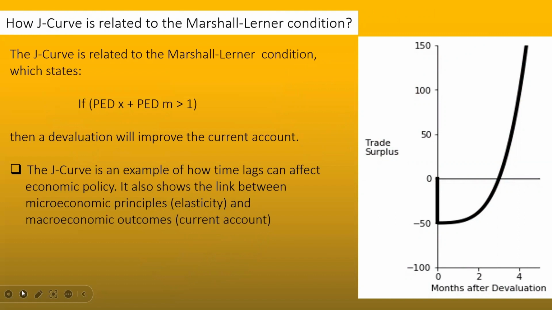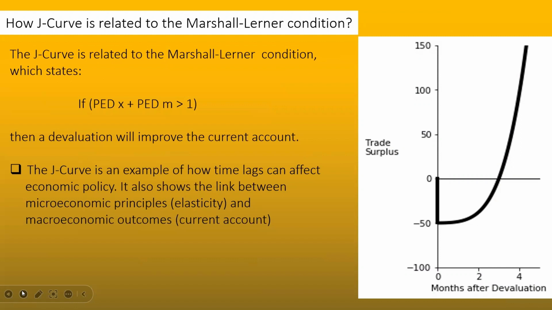It highlights the importance of considering the time it takes for economic agents to adjust to new exchange rates and price levels. Additionally, the J-curve effect is not always guaranteed, as it depends on various factors, including the elasticity of demand for a country's exports and imports and overall economic conditions.